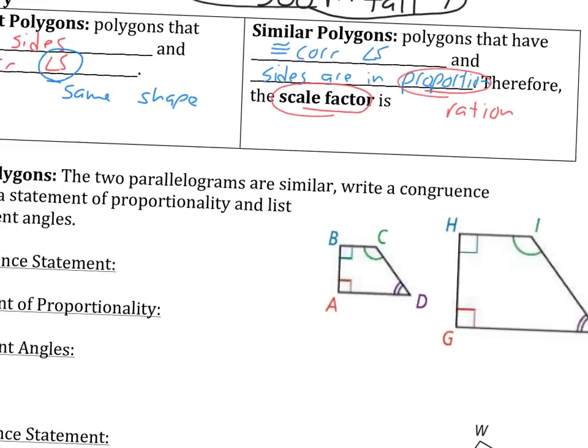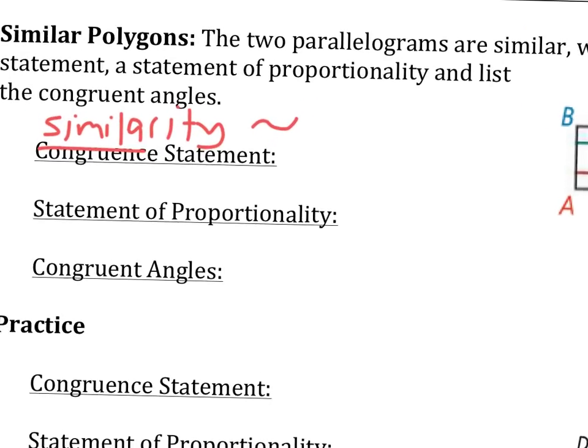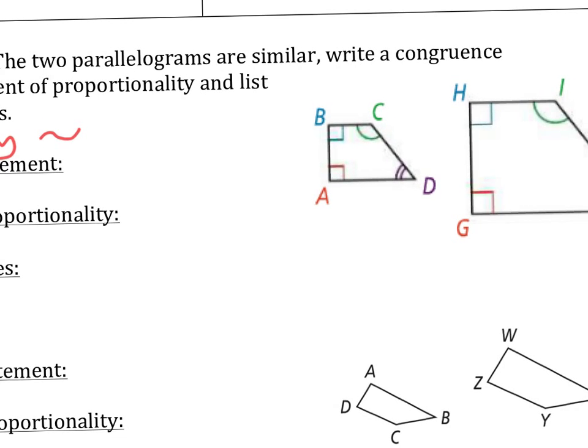So let's take a gander at our first example here. We're told that these two polygons are similar, and we spent some time talking about a congruent statement. Not a congruent statement, but a similarity statement. So please change that as I learn to spell. The similarity statement uses this symbol, the tilde. If you are in Spanish, you could say that. And we simply say something like this. The order does not matter. Alphabetical order does not matter.